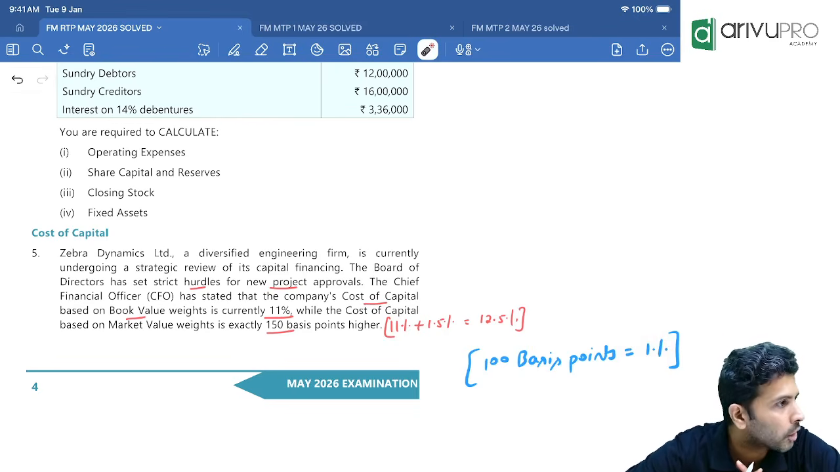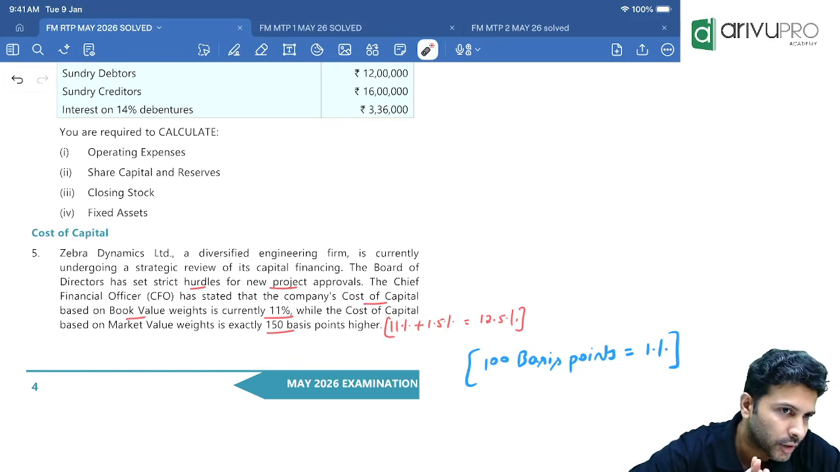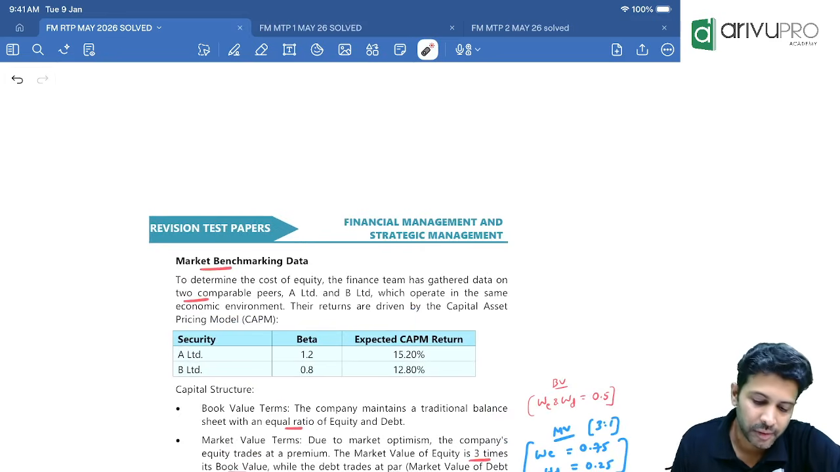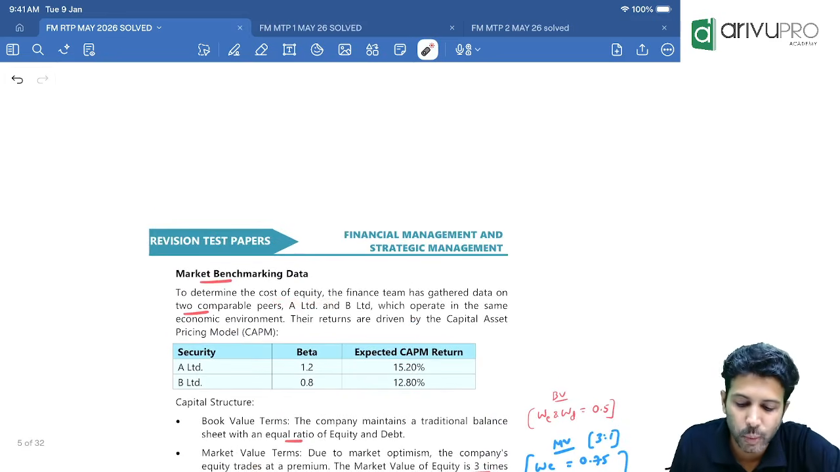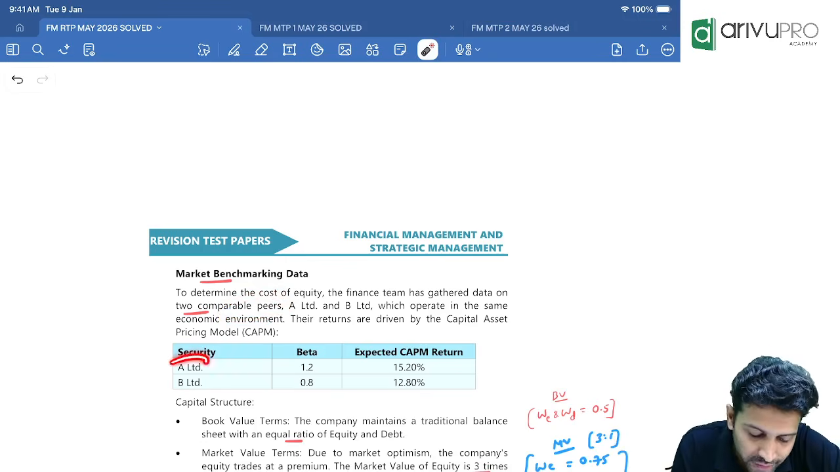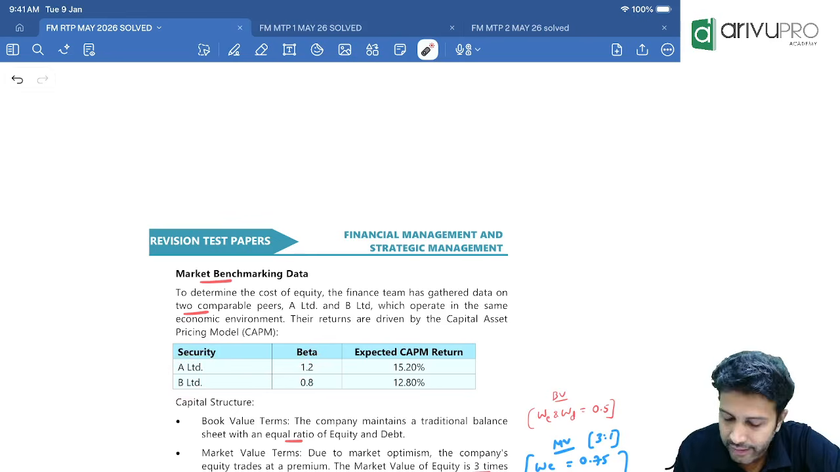Need a minute or move on? Easy so far? Okay, next. Some benchmarking data they have given. To determine the cost of equity, the finance team has gathered two comparable peers. To find out the cost of equity, we have gathered a few data on our competitors. Their names are A Limited and B Limited. A Limited beta is 1.2, B's is 0.8.